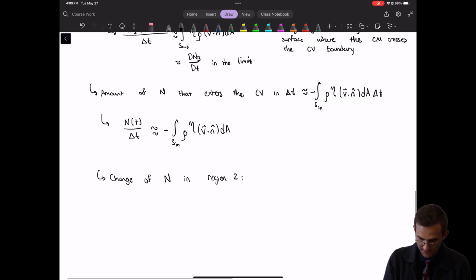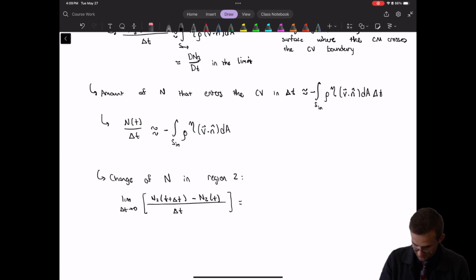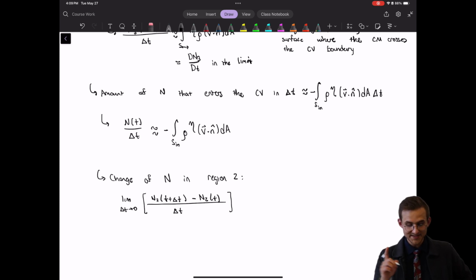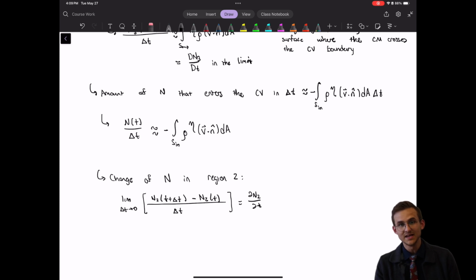Okay, so now we're not following the mass, right? We actually want to look at the limit as delta t goes to 0 of n2 at t plus delta t minus n2 at t, divided by delta t. And this is equal to, oh, this is actually a little bit of a revelation here. So what this ends up being equal to is actually the partial derivative of n2 with respect to t.